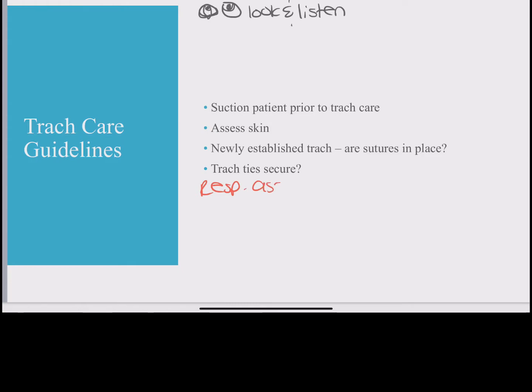Respiratory assessments. Assessment. Huge one. Patency. The work of breathing from your patient. Breath sounds. Are they shallow? Are they sounding gurgly because they have something plugged in there? Or are there secretions that need to be suctioned out?